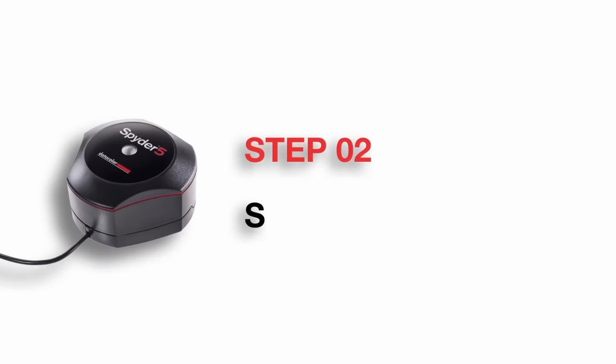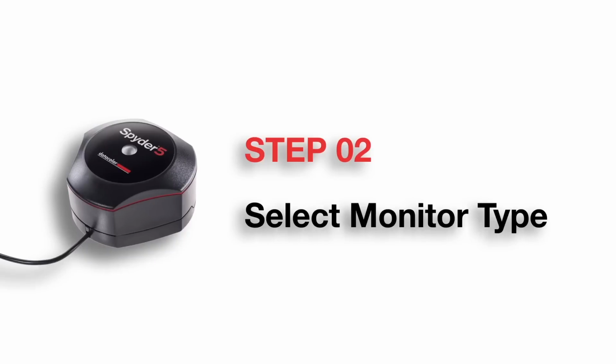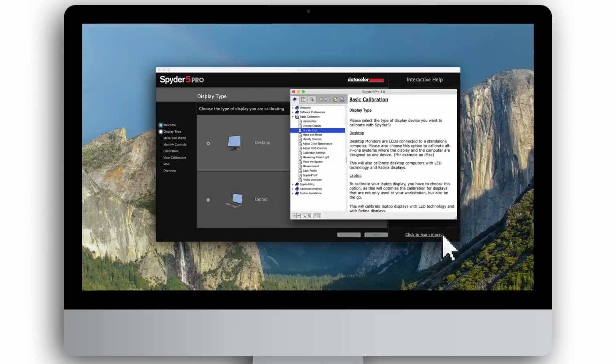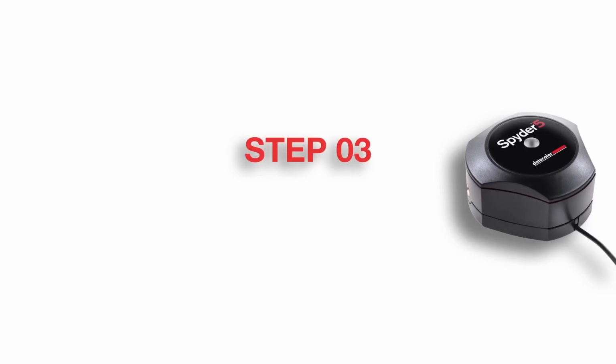Step 2. Select monitor type. Here, select your monitor type and click Next. If you are unsure which monitor type to select, use the Click to Learn More link to open the help page. This link is available for each step of the calibration process to guide you through the step you are about to perform.